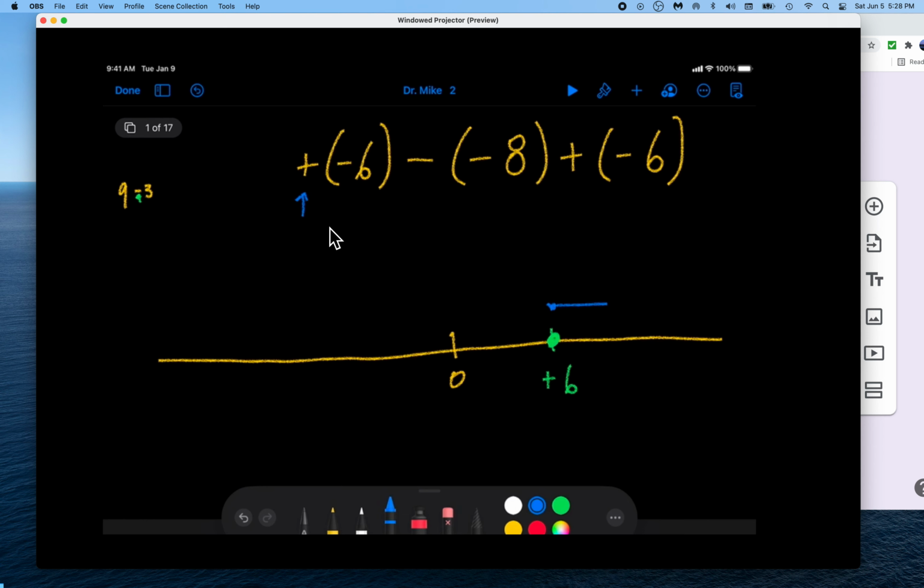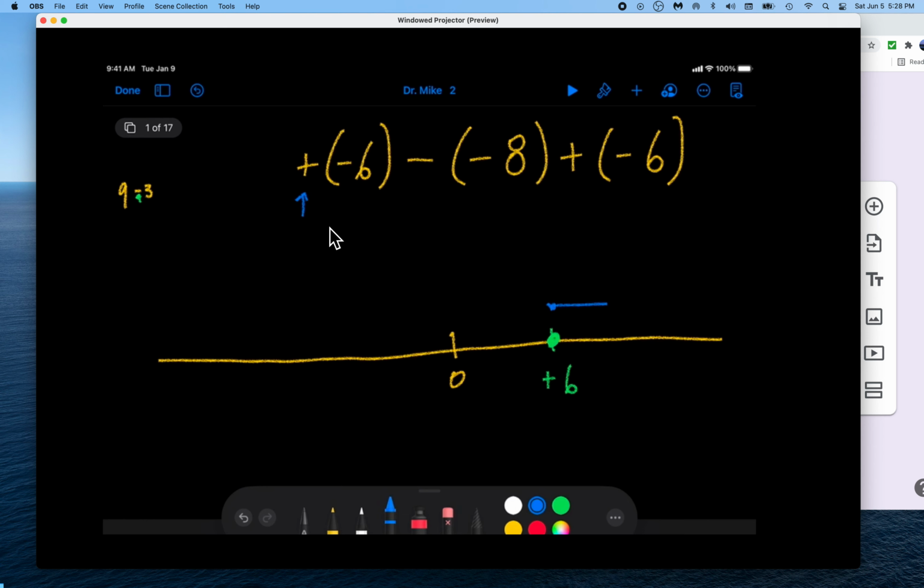Okay. We are at plus 6. Our next move is to look at this sign. Negative. That means we're going this way. How far are we going to go? 6 units. When we go 6 units to the left, we end up at 0. Okay? We forget about this guy. Move him to the shrink pile.